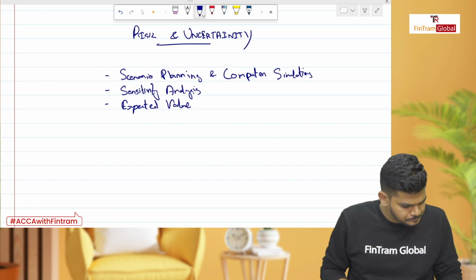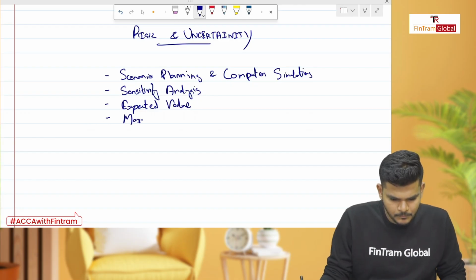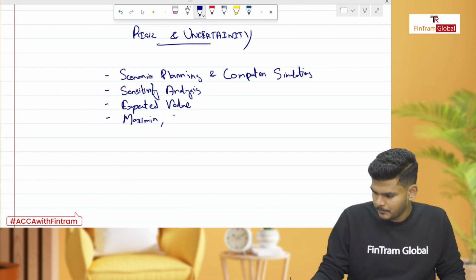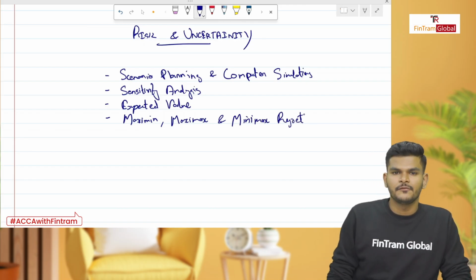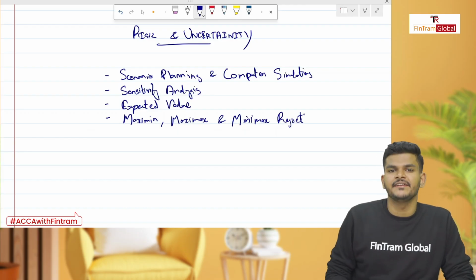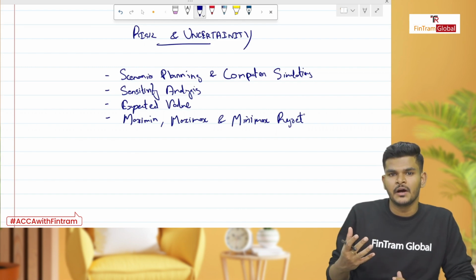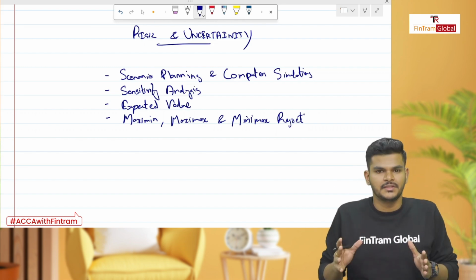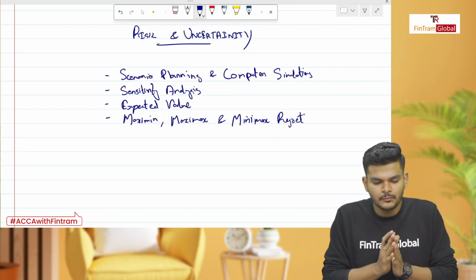And then what else? There's also the final point, which is maximin, maximax, and of course minimax regret. Okay, folks, maximin, maximax, and minimax regret criteria is basically another criteria that we use in order to choose between the best outcome, right? All of these tools are just used to assess what is the best outcome. That's exactly why we use each of these points.